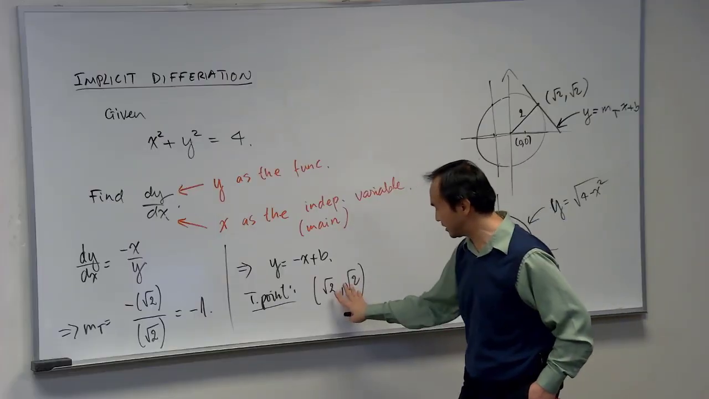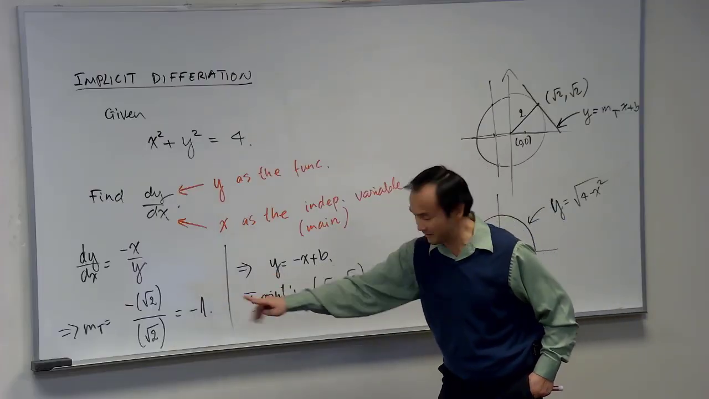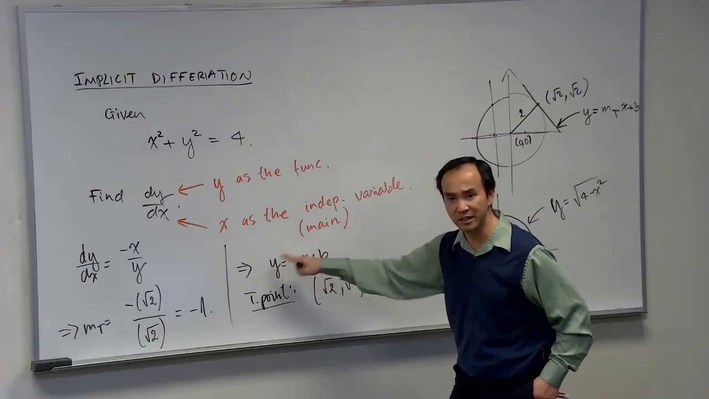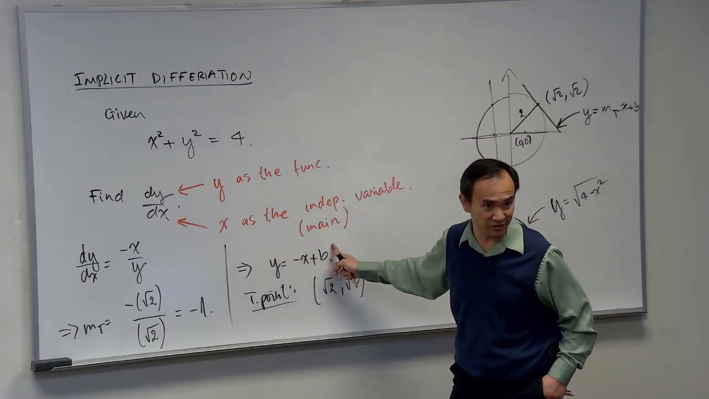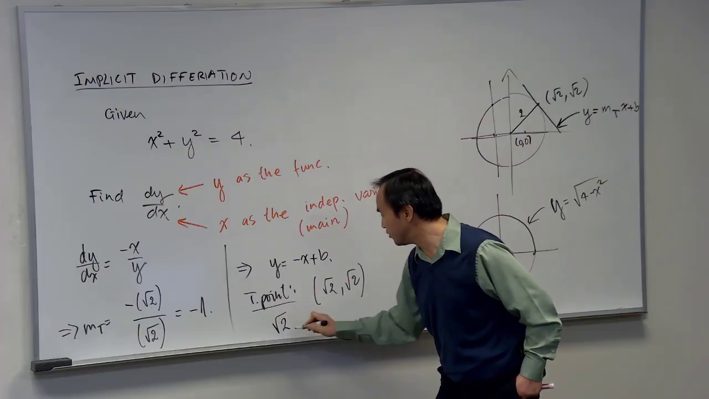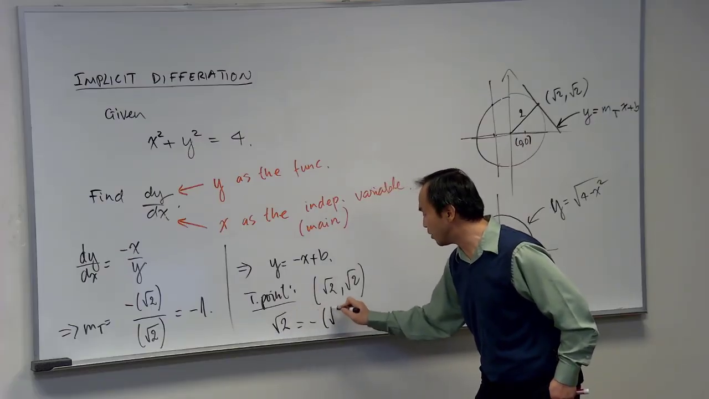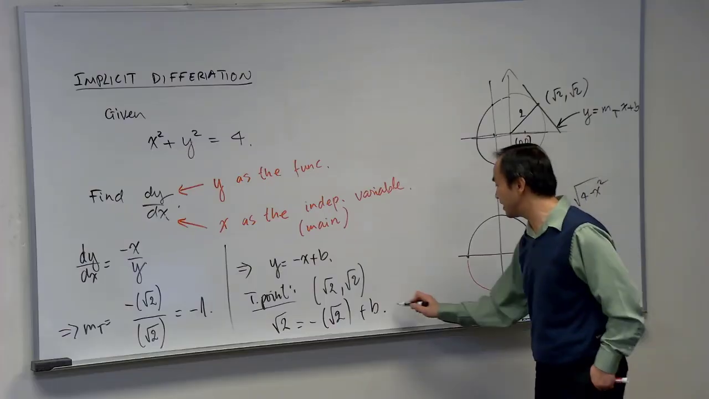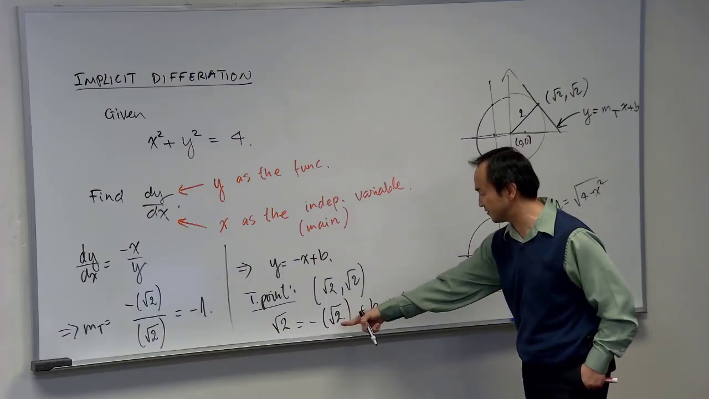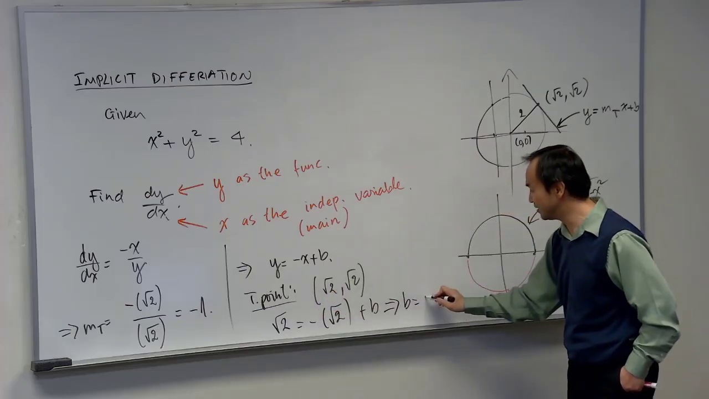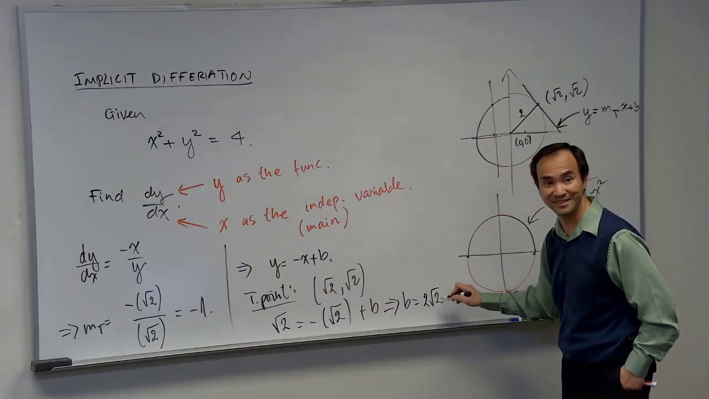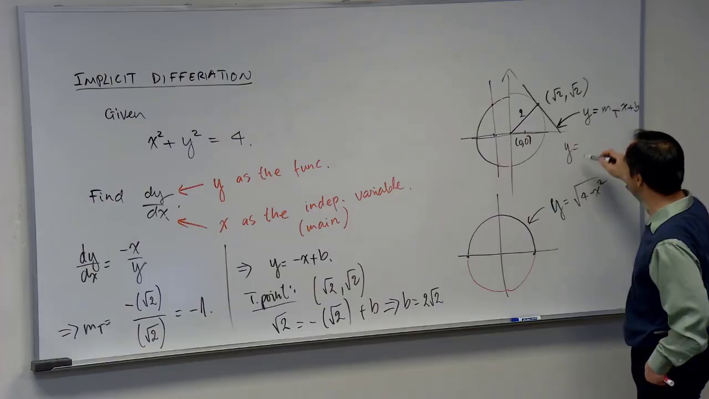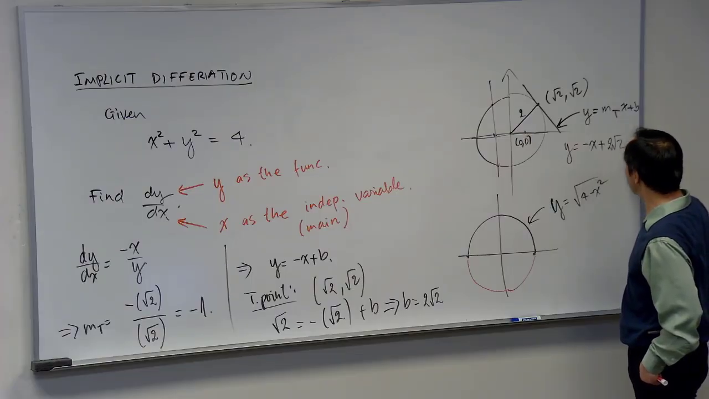We just need to substitute this point, not into the derivative. The derivative has already given us the slope. So now we substitute this tangent point into the halfway completed tangent equation. That makes it square root of 2 equals negative 1 times the square root of 2, plus b. To solve for b, we add the square root of 2 to the other side, making it 2 square root of 2. The final equation is y equals minus x plus 2 square root 2.